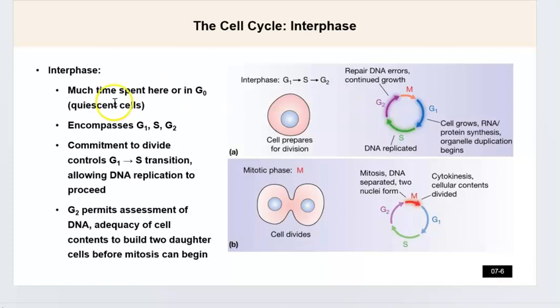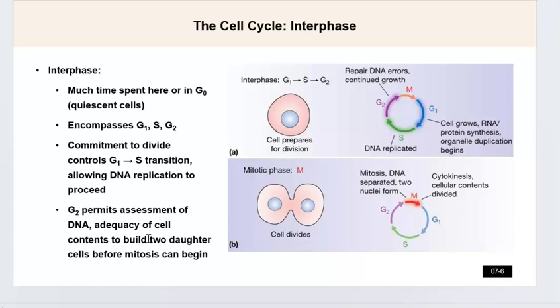So in interphase, much time is spent here. We call it the quiescent cells in G0, when the cell is laying kind of dormant. Interphase does include G1, S, and G2. Commitment to divide controls G1 through S. So we have this transition that allows the DNA replication to proceed here. G2 permits the assessment of the DNA. So this is that strong checkpoint. It's the guy with the clipboard at the end of the factory before the thing leaves the factory. And it's making sure that the cell has the contents to build two daughter cells before mitosis can begin.